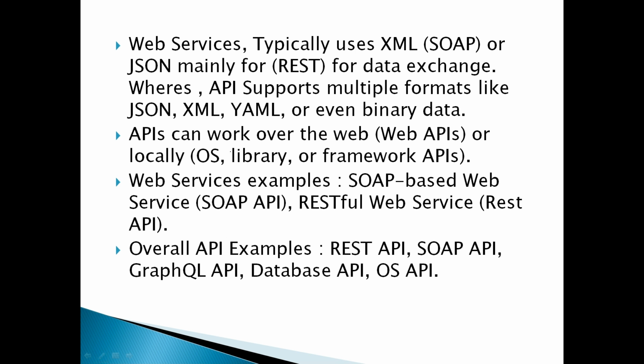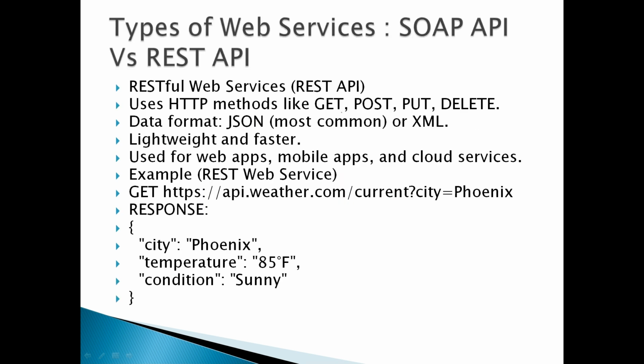APIs support multiple formats like JSON, XML. APIs can work over the web. OS library or framework APIs can work locally also. Web services examples are SOAP-based web services, that is called SOAP API, and RESTful API, RESTful web services. So other examples are REST API, SOAP API, GraphQL API, Database API, OS API.